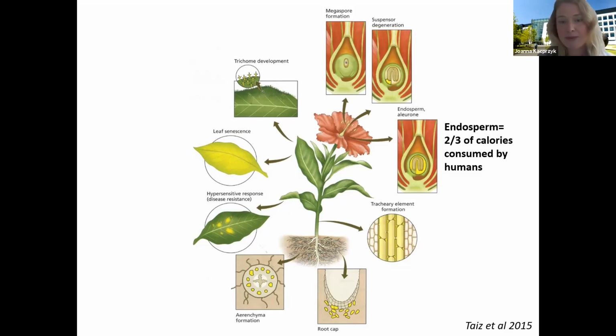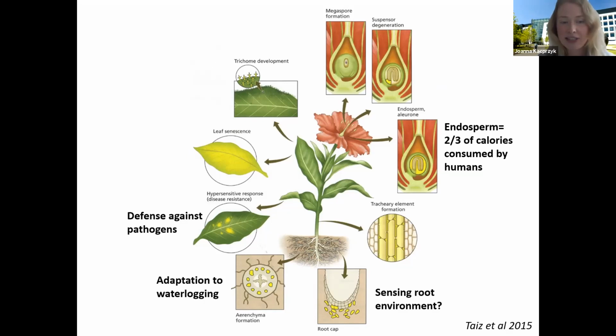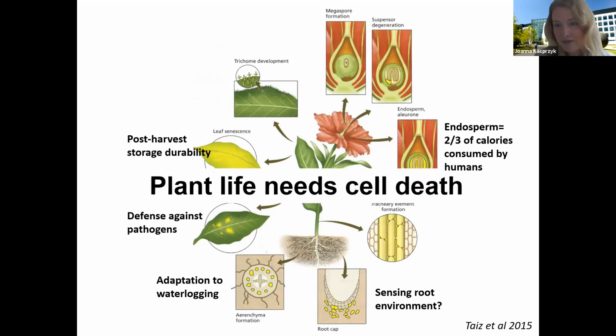Likewise, interactions between plant and environment, including abiotic and biotic, so pathogen responses, are mediated through PCD events. Similarly, the end of plant life, senescence, is finalized by PCD events, so that may have consequences for post-harvest storage durability of things like vegetables and cereals. So in conclusion, plant life needs cell death, and in order to understand plants and make them happy, we need to understand cell death in plants as well.